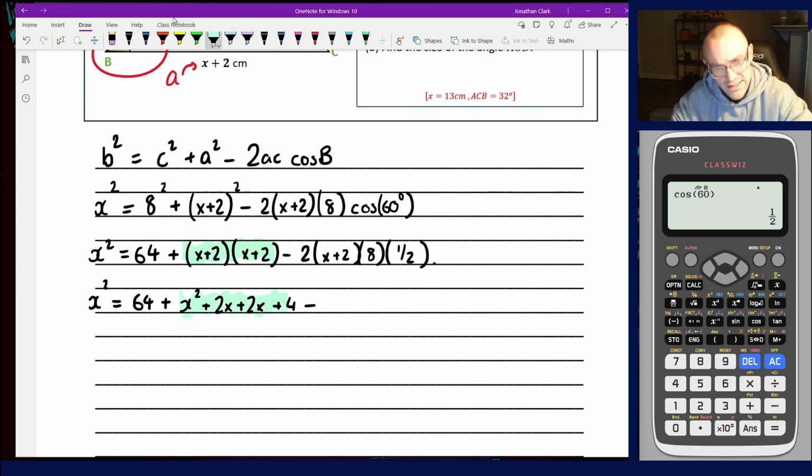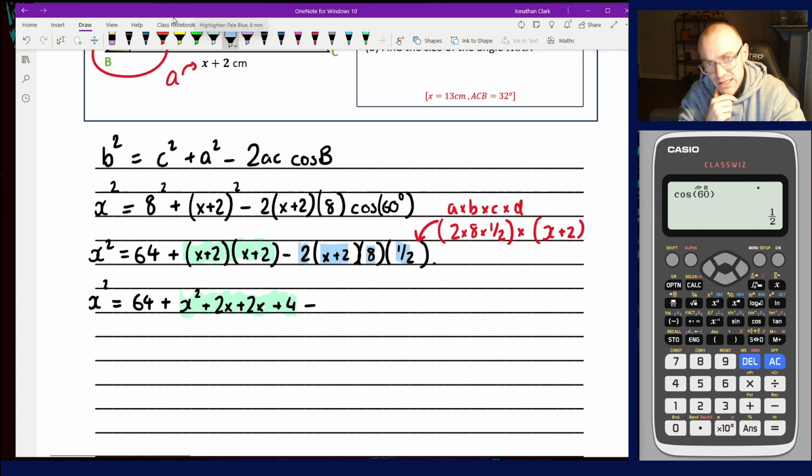And as for the next bit, what I'm thinking, I've got a bunch of things multiplied together here. 4 different expressions multiplied together. When you're multiplying all these things, it doesn't matter which way you multiply them, right? So if you did 3 times 4 or 4 times 3, it would be the same. So what I'm thinking is, if I did 2 times 8 times a half, I did all the number bits first, and then I multiplied it by x plus 2. I would at least be able to work out what this works out as.